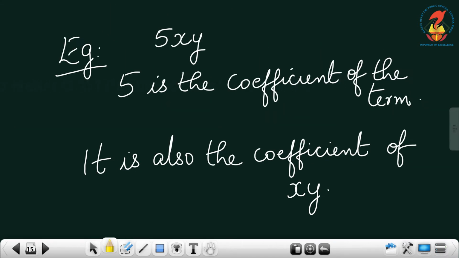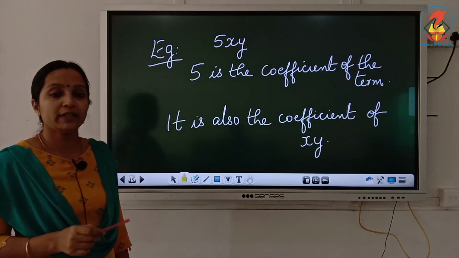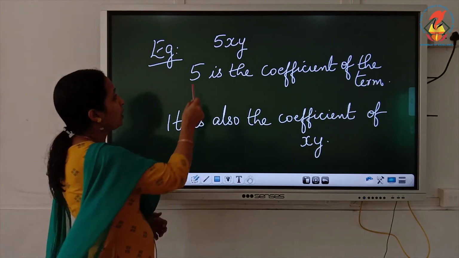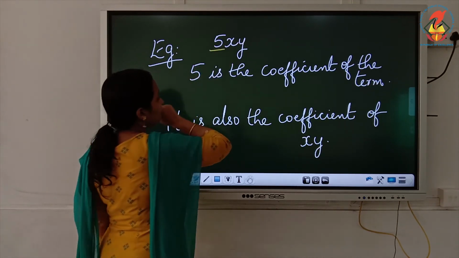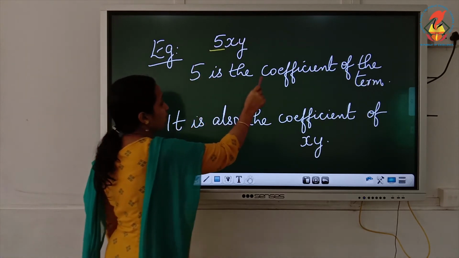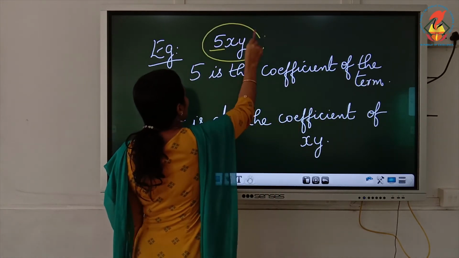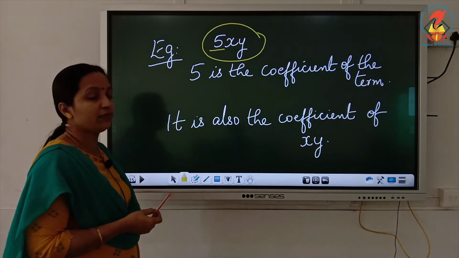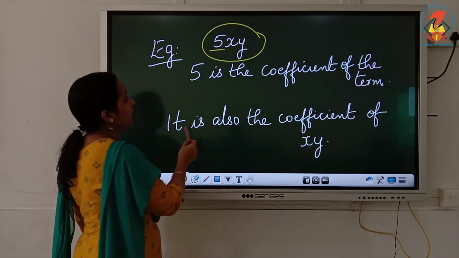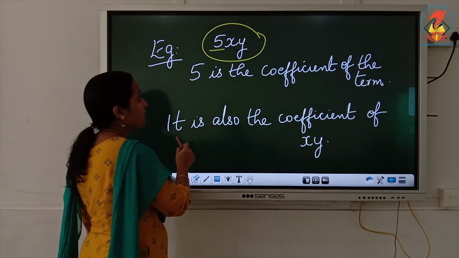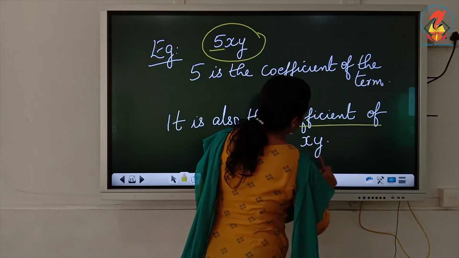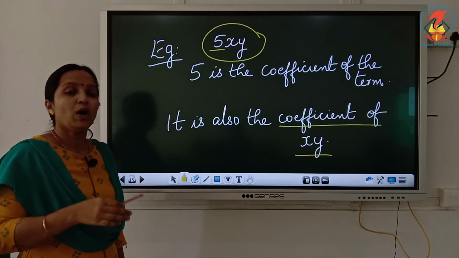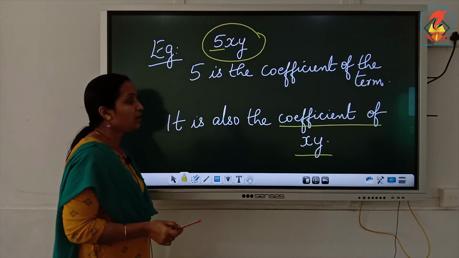What do you mean by that? Look at the example 5xy. We already studied that a numerical factor is said to be a numerical coefficient, or simply you can say coefficient. Now here, which is the number? 5 is the number. So 5 is the coefficient of this particular term. Or you can say it is also the coefficient of the rest of the term. So 5 is also the coefficient of xy. Okay, so 5 is the coefficient of this term, and also we can say 5 is the coefficient of xy.